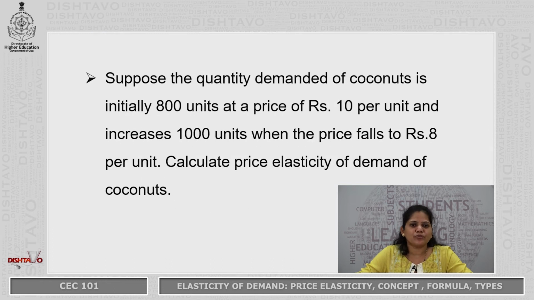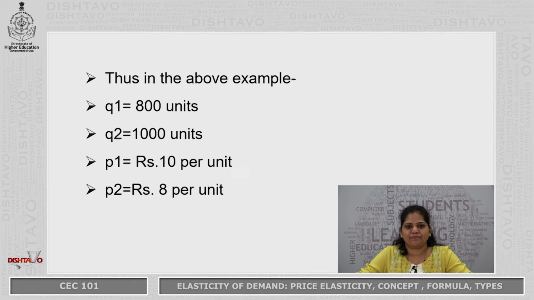Now, we will try to solve a problem by using the above formula. Suppose the quantity demanded of coconuts is initially 800 units at the price of rupees 10 per unit and increases to 1000 units when the price falls to rupees 8 per unit. We have to calculate the price elasticity of demand for coconuts.